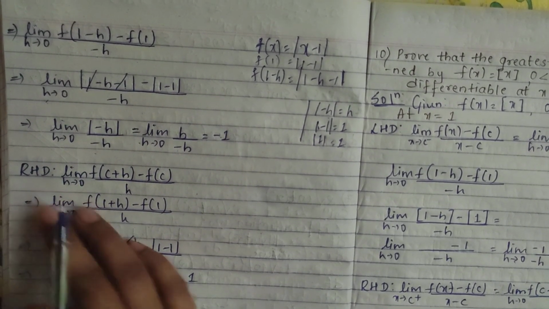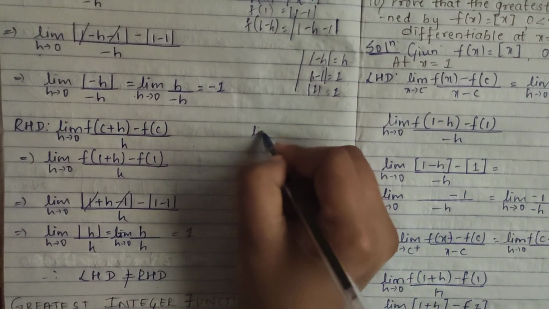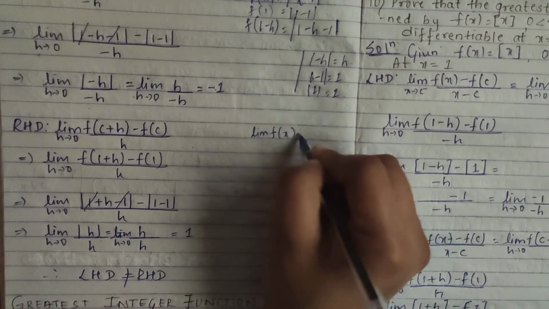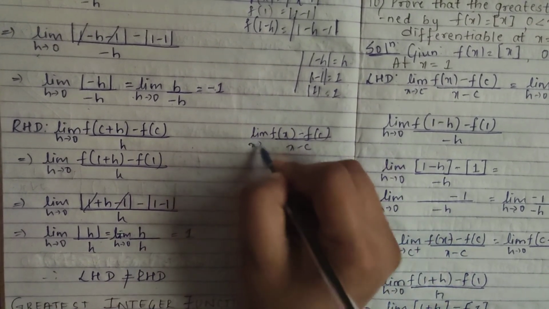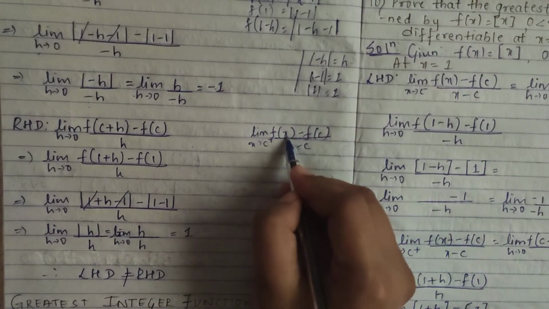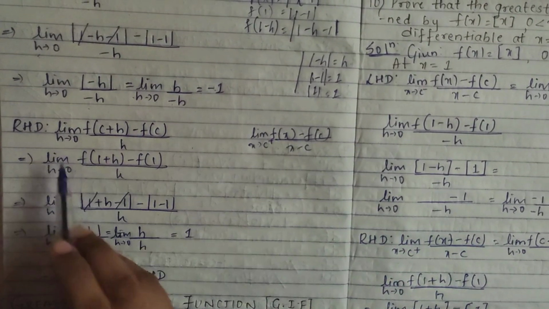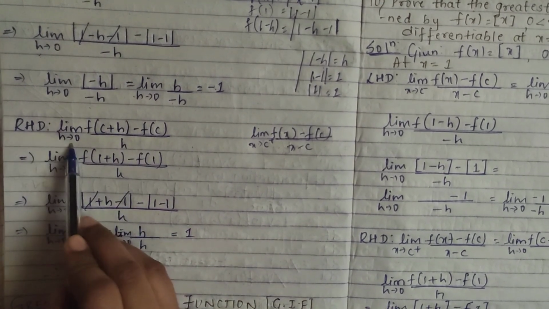RHD, how will we do it? For RHD, it will be limit f of x minus f of c, where x tends to c plus, and in place of x you will change to c plus h. So, the same: f of c plus h minus f of c whole divided by h as your h tends to 0.